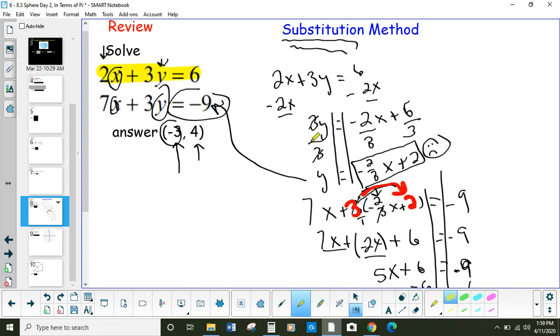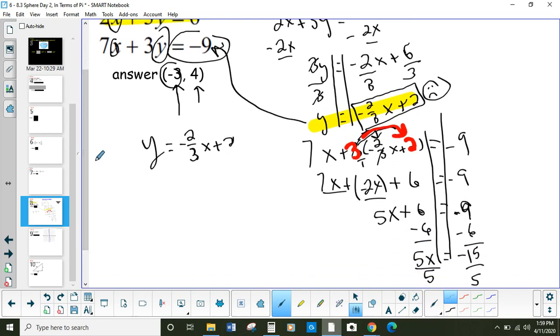So this I rewrote as right here. I rewrote it where the y was already isolated. So I have y equals -2/3 x plus 2. That's this equation here. I just moved the 2x to the other side, divided by 3.